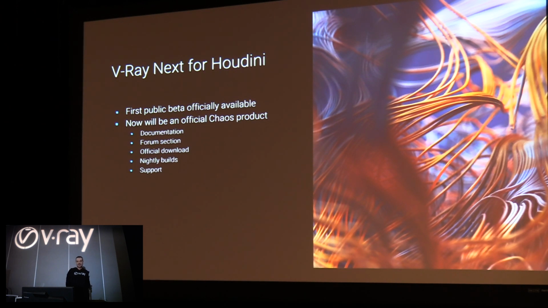V-Ray for Houdini is already released as a public beta this time. So it's been around for, I don't know, maybe 2 years now on GitHub as an open source project. But we decided to make it an official Chaos product. So it has an official download, it has a forum section, nightly build support, and everything that you expect from all of our other products.